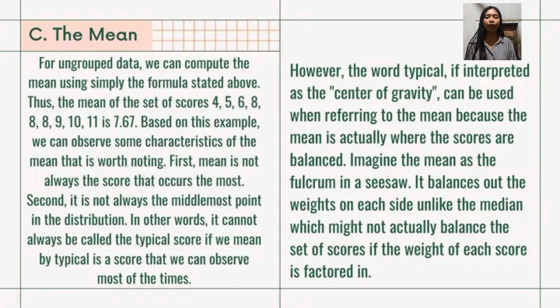However, the word typical, if interpreted as the center of gravity, can be used when referring to the mean because the mean is actually where the scores are balanced. Imagine the mean as the fulcrum in a seesaw. It balances out the weights on each side, unlike the median, which might not actually balance the set of scores if the weight of each score is factored in.